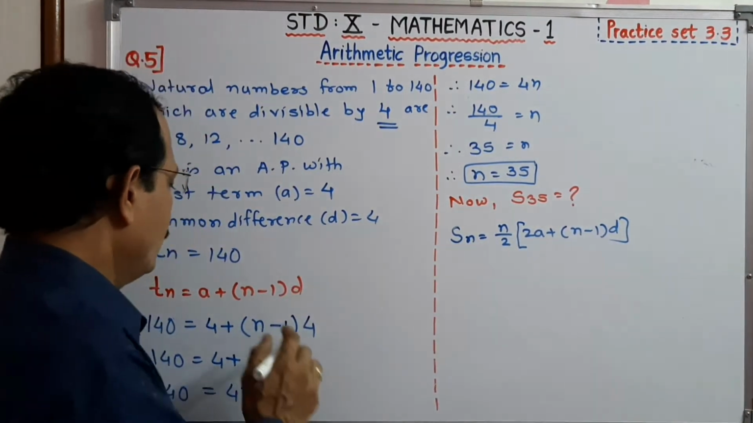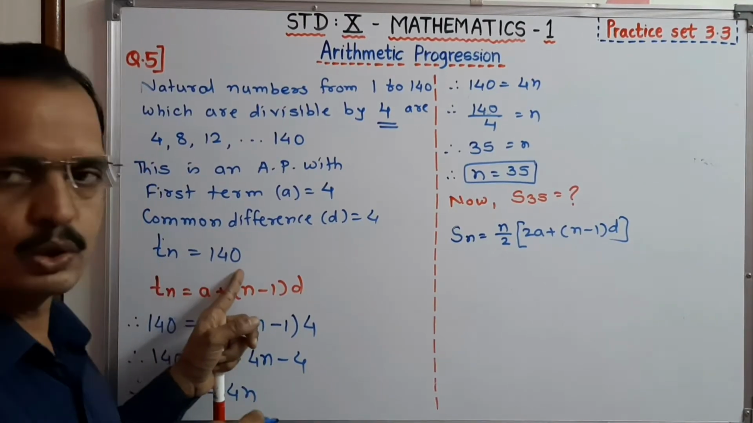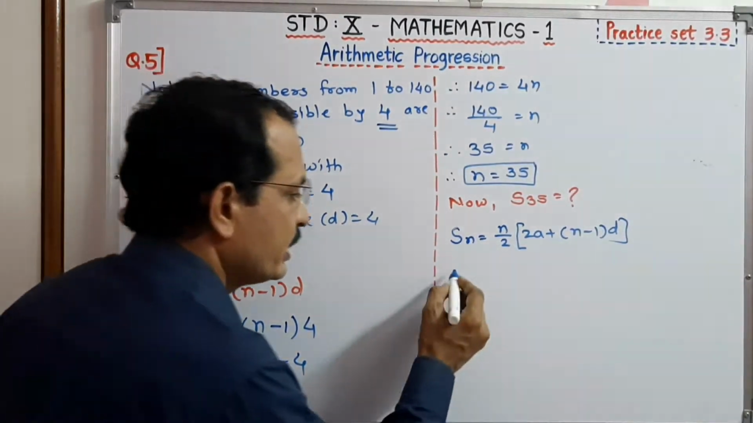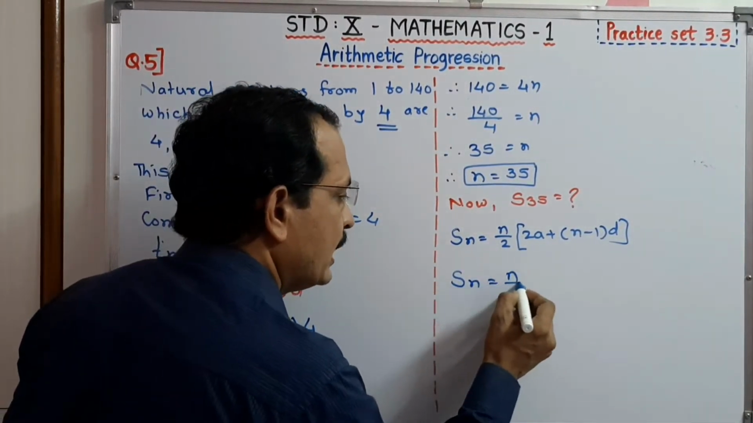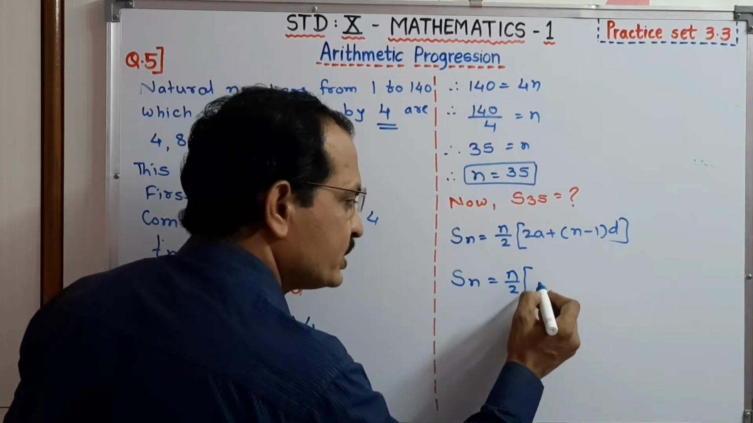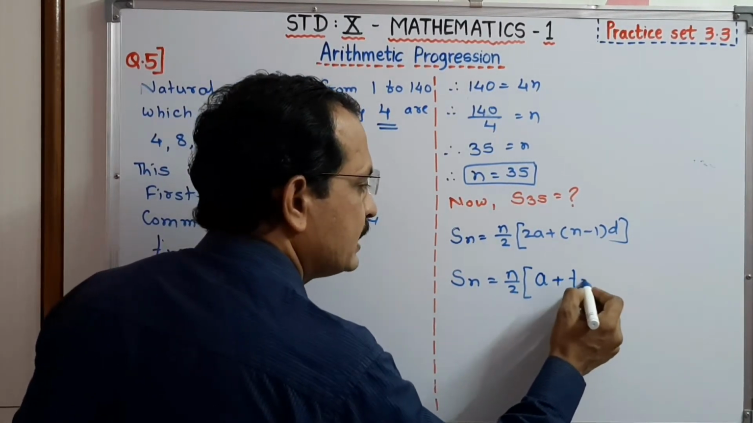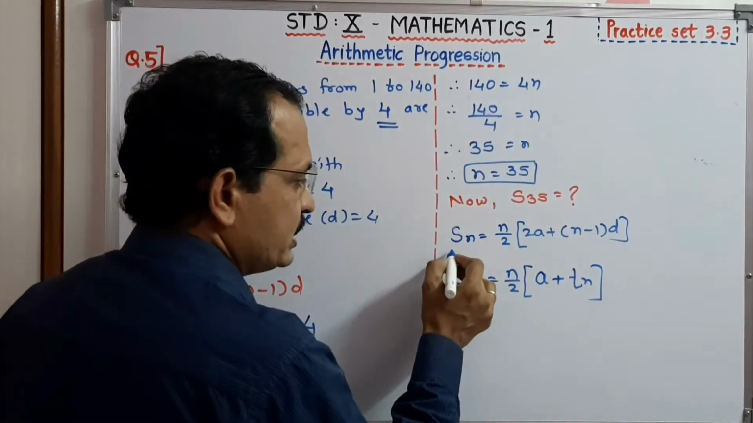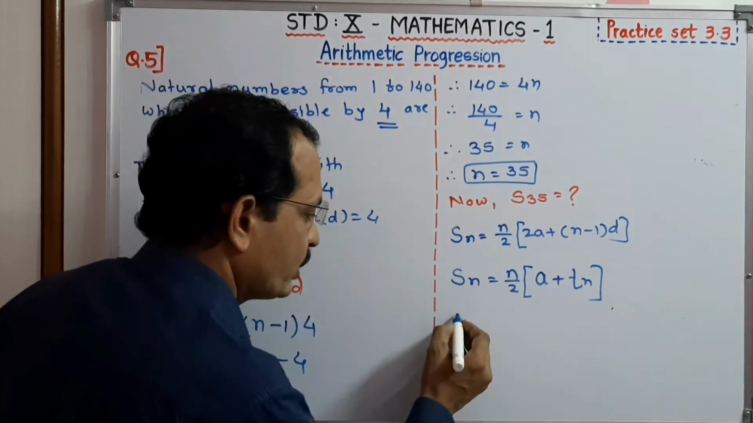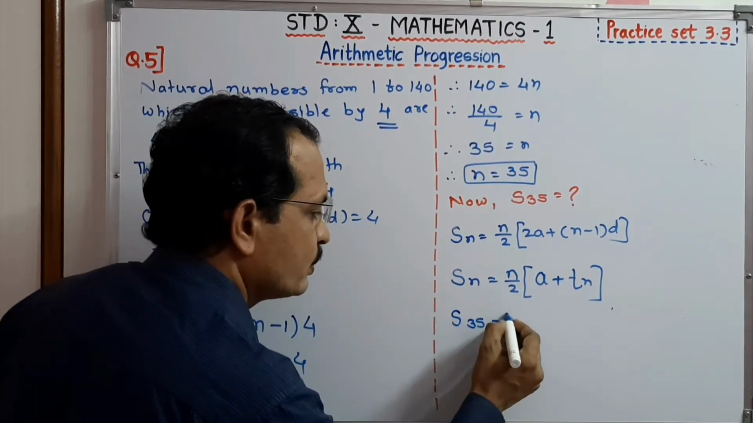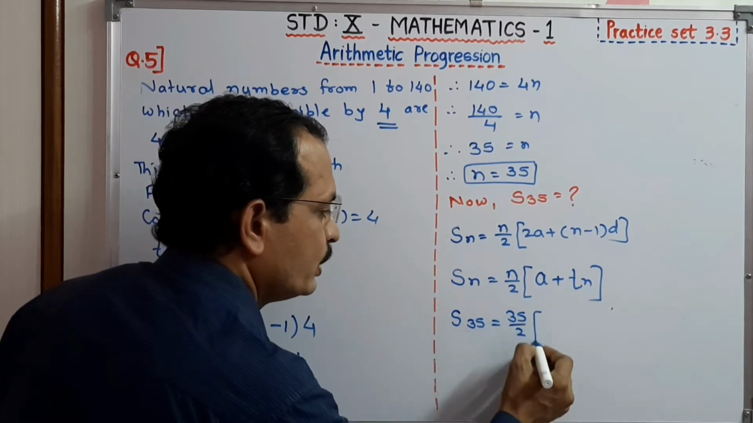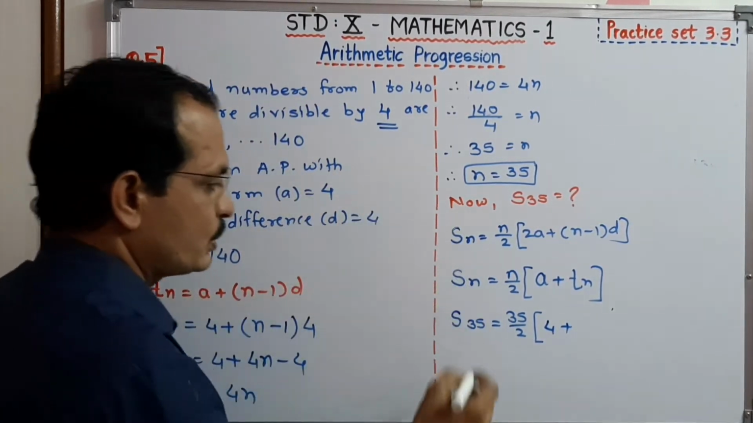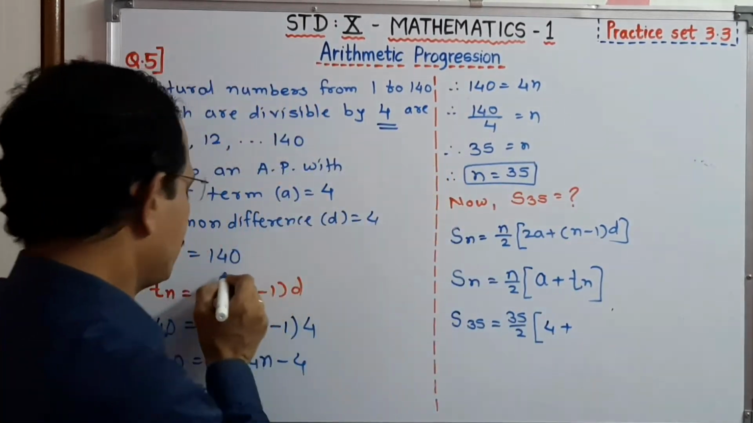Now see here, we know the last term Tn is equal to 140. We know the first term. Therefore, there is another formula we can use, that is Sn is equal to n upon 2 into first term a plus Tn. This formula also we can use. Using this is very easy. Therefore, we write here S35 is equal to 35 upon 2 into first term, first term is 4, plus last term, that is 140.